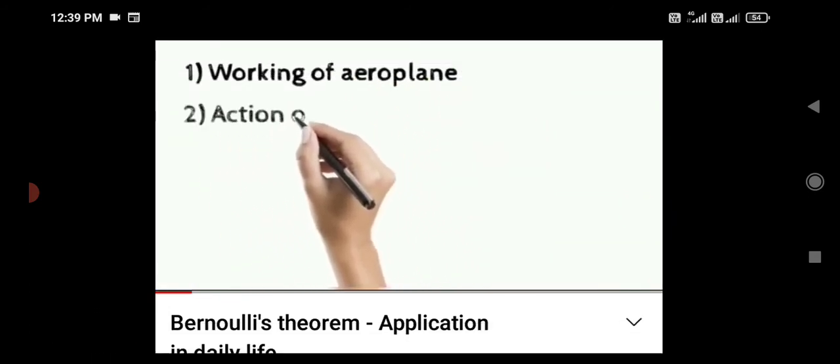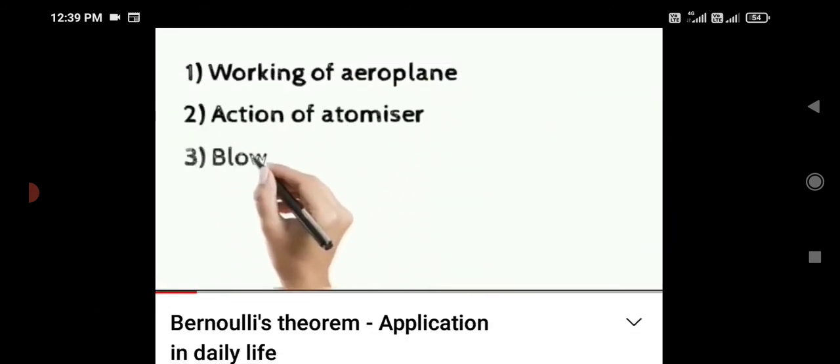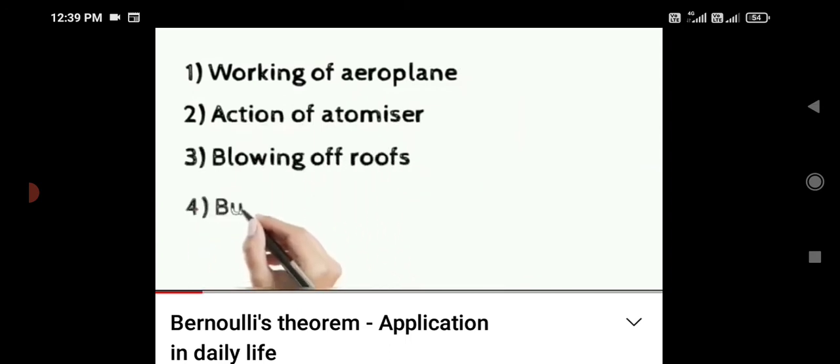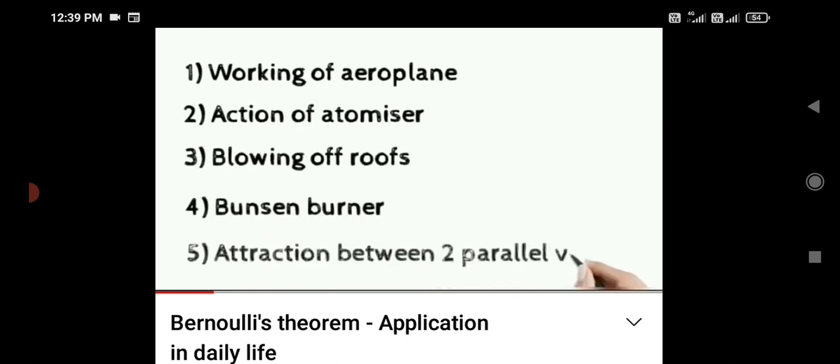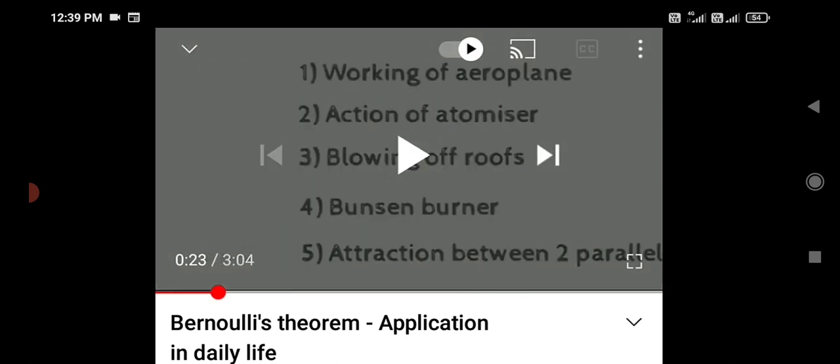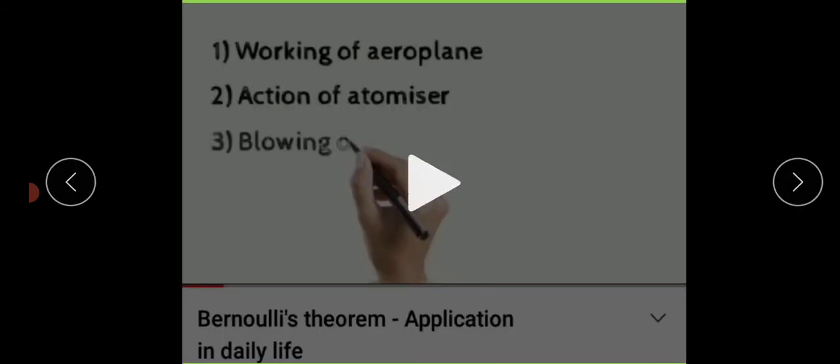First application, working of aeroplane. Second application, action of atomizer. Third application, blowing of roofs at the time of a storm. Then Bunsen burner in the chemistry lab, and attraction between two parallel vehicles or cars at the time of a race. Now, one by one, we'll observe.